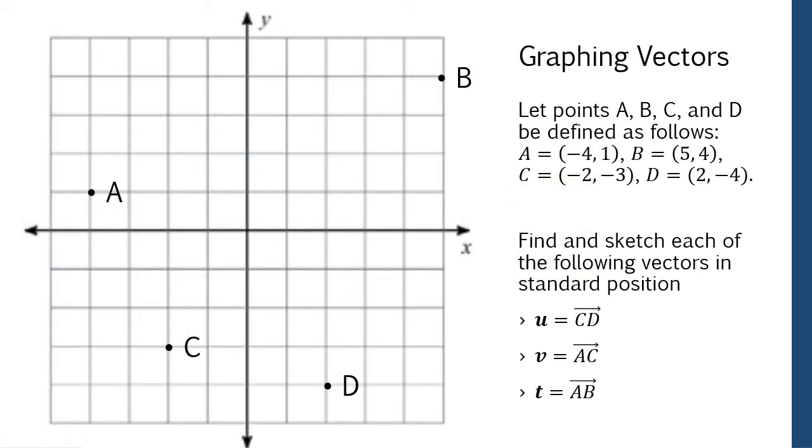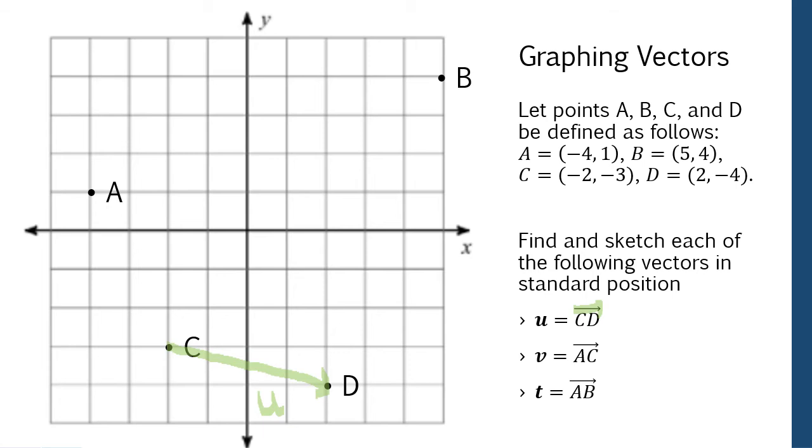So moving back, these are the same 4 points that we used in our first example at the beginning of the lesson. We've got points A, B, C, and D. They're defined and they're plotted on the graph. We want to find and sketch each of the following vectors in standard position. So the first one that we're given is vector U, which is defined as the vector that goes from point C to point D. So as it's given on the graph, from point C to point D, vector U looks like that. Now that vector is not in standard position.